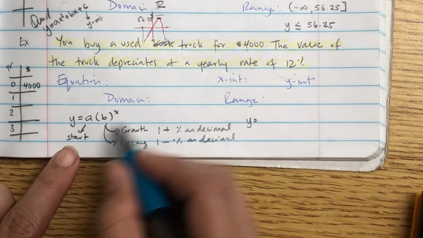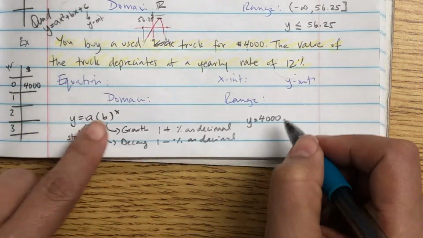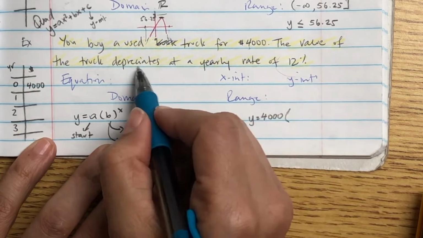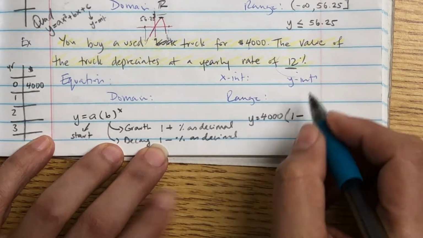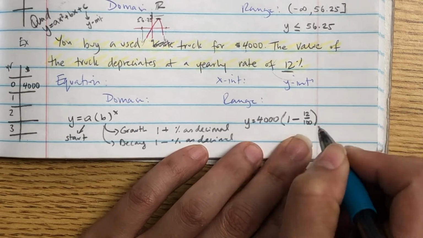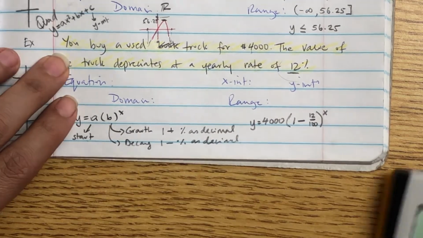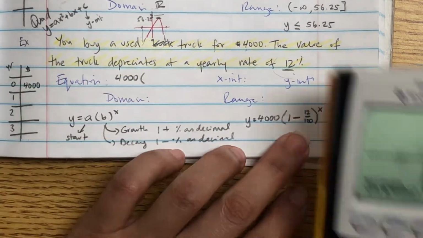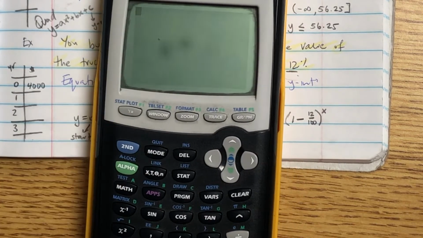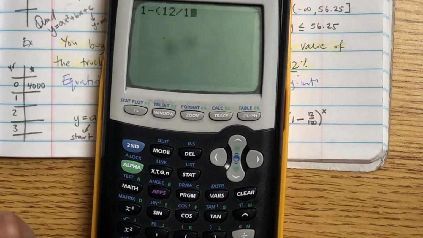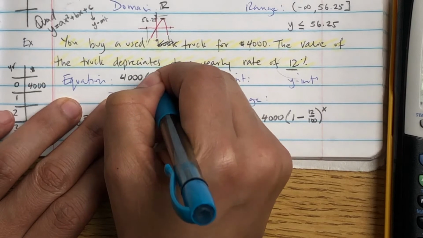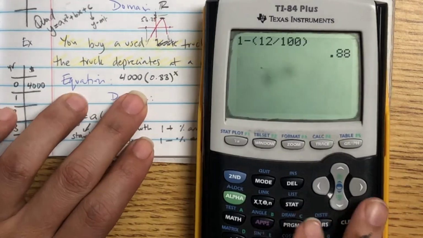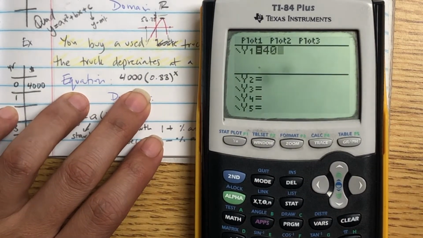So let's find out what my growth is. So y equals my beginning, which is 4,000. Then because it's decay, I have to do 1 minus. And what's the percent? It's 12 divided by 100, raised to the power of x. Put that in the calculator. What's in the parentheses? 1 minus. And anytime you have a fraction, always put in parentheses. So 12 divided by 100. So in my parentheses, 0.88 raised to the power of x. Now put that into y equals.